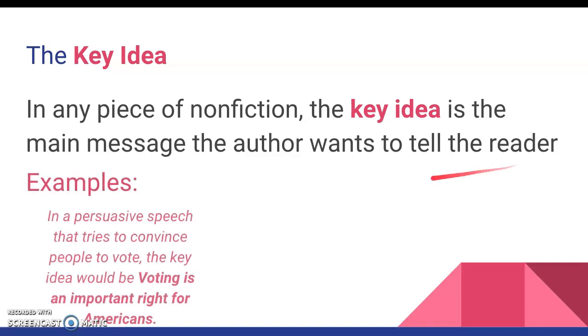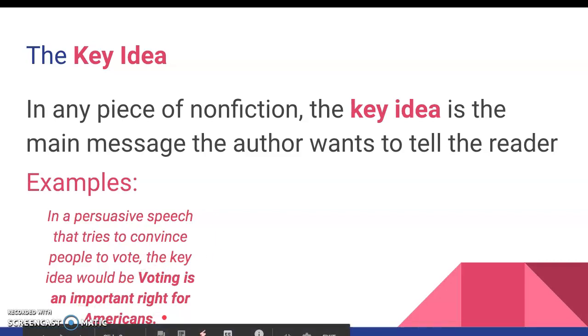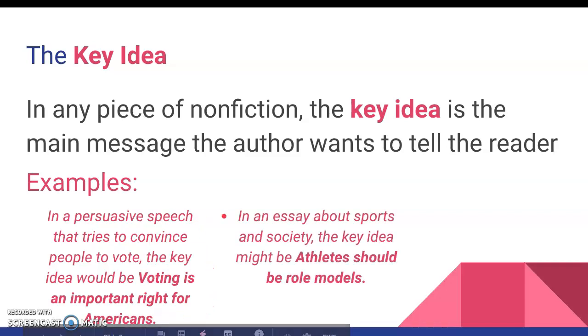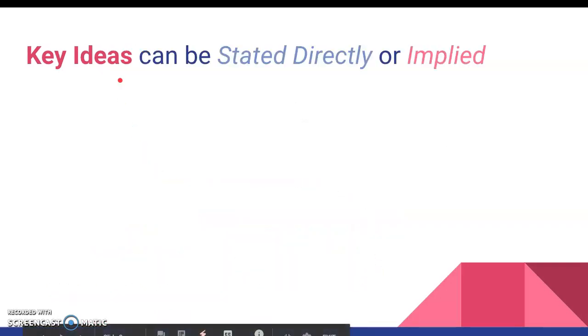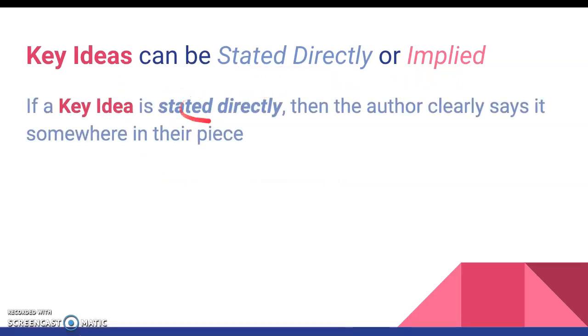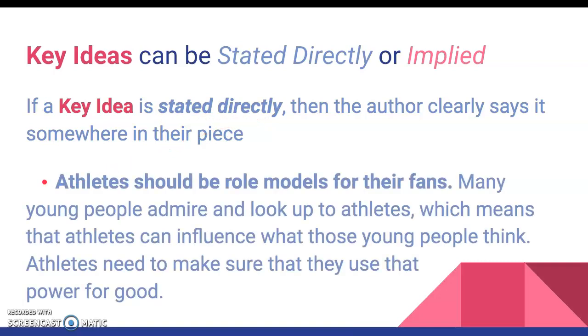Here's some examples. In a persuasive speech that tries to convince people to vote, the key idea would be that voting is an important right for Americans. All right, pretty basic. In an essay about sports and society, the key idea might be that athletes should be role models. Sure. Key ideas can be stated directly or they can be implied. So if a key idea is stated directly, then the author clearly says it somewhere in their piece. That's what you guys do whenever you write a thesis statement. You're stating it directly.